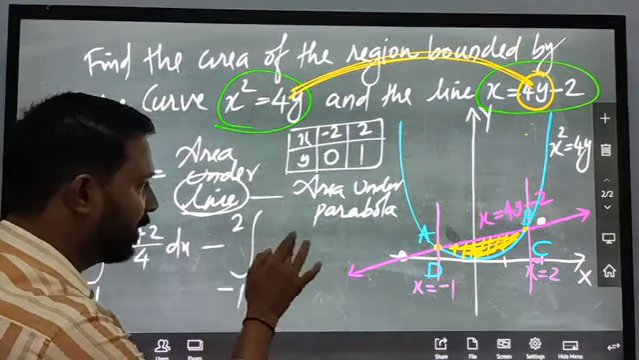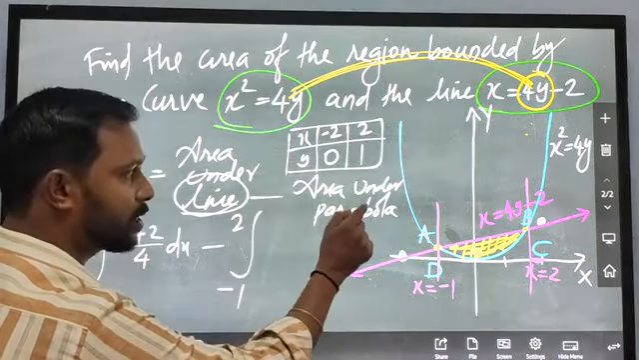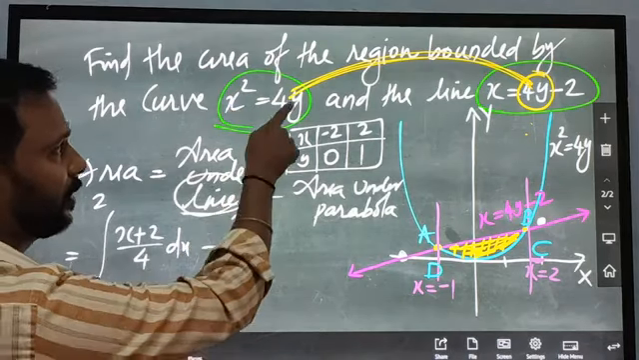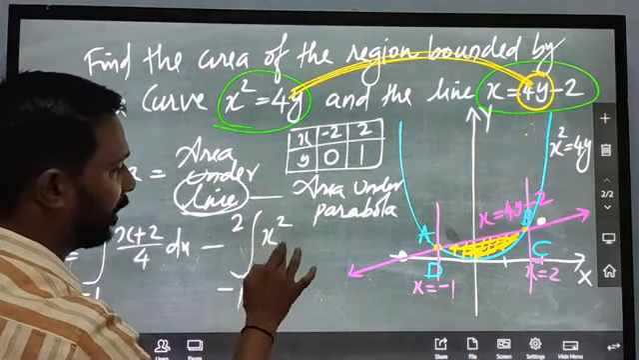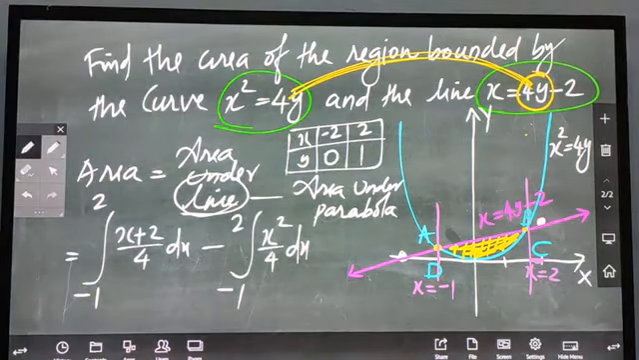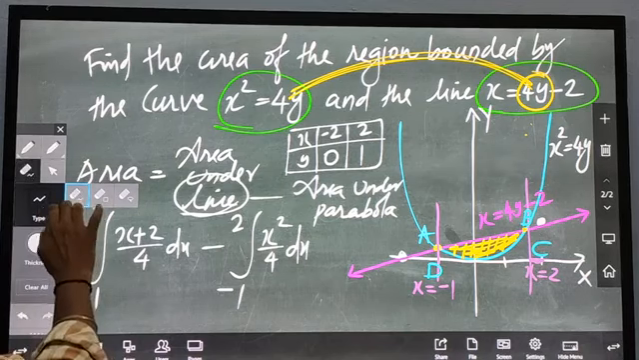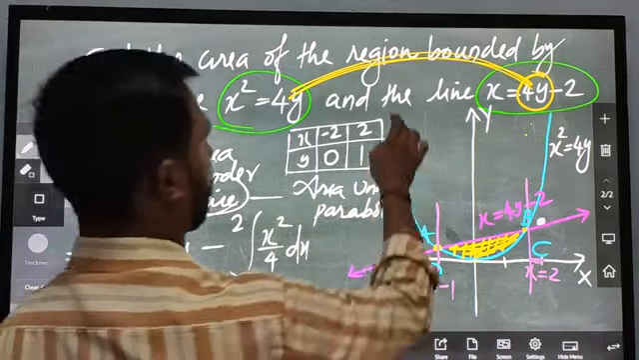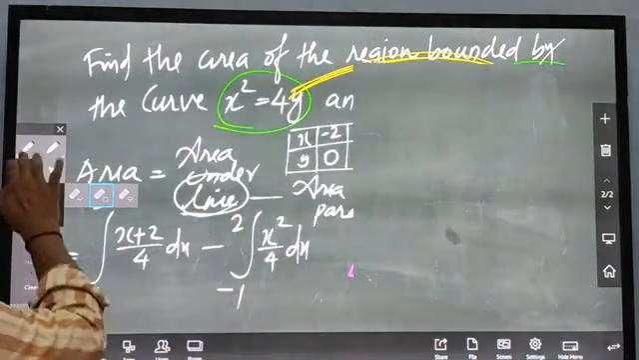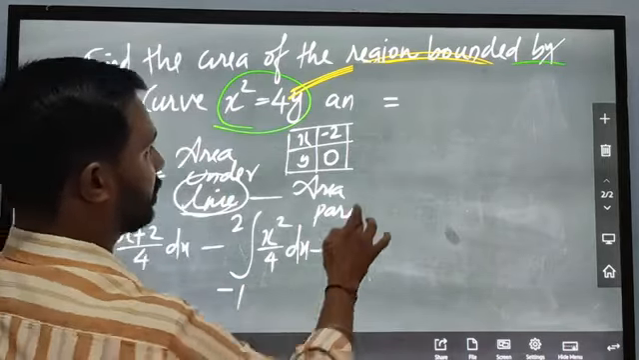Now here again, y dx we want to write. What is y? That y is to be taken from the equation of the parabola. What is the equation of the parabola here? x square equal to 4y. What is y then? x square by 4 dx.